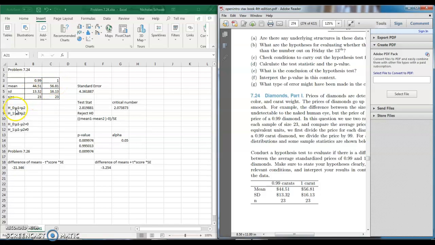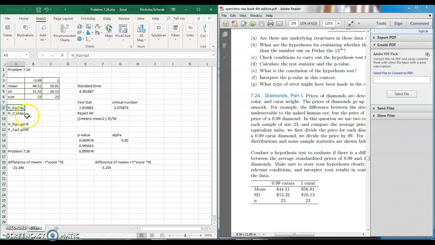We have our null hypothesis that the two means are the same, so that these prices are actually the same. They're obviously not the same here, but they are the same on average if we have different samples. The alternative hypothesis is that they're different.